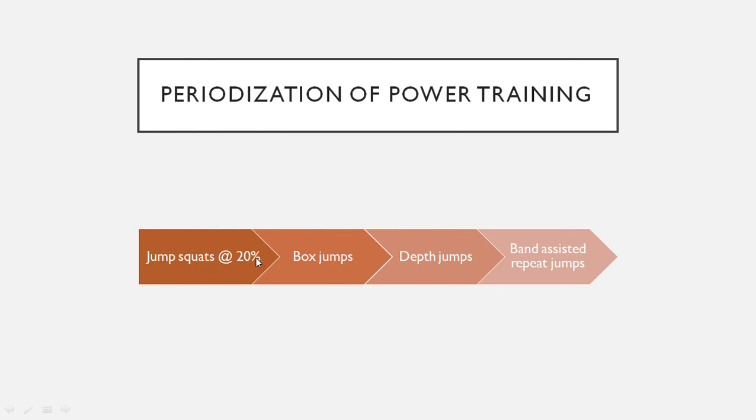So we're going to go from jump squats at 20% 1RM to box jumps, so that's unweighted. Then we're going to depth jumps, which is dropping from a box and jumping back up as high as possible. And then we're going to move into repeat band assisted jumps. So that's going to give us more of that overspeed work and help hopefully try and teach us more stiffness and quickness as opposed to higher force and slower velocities.